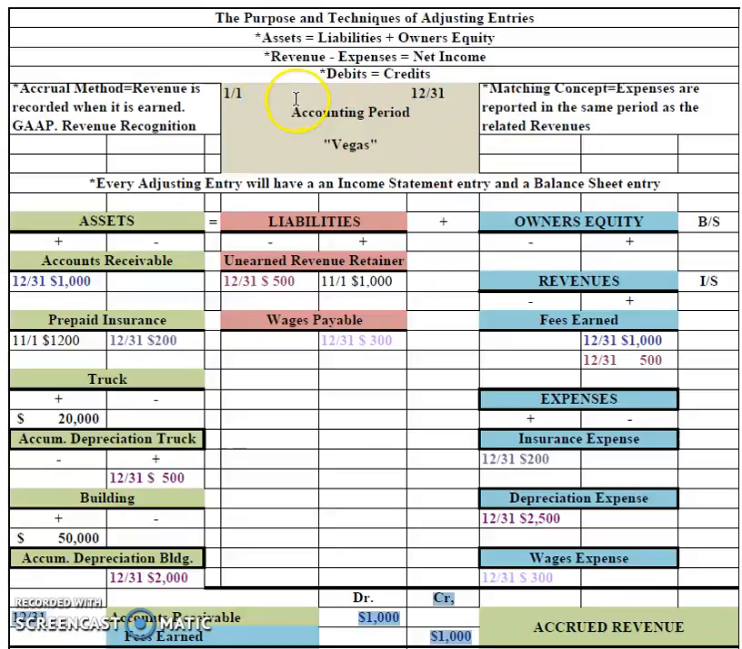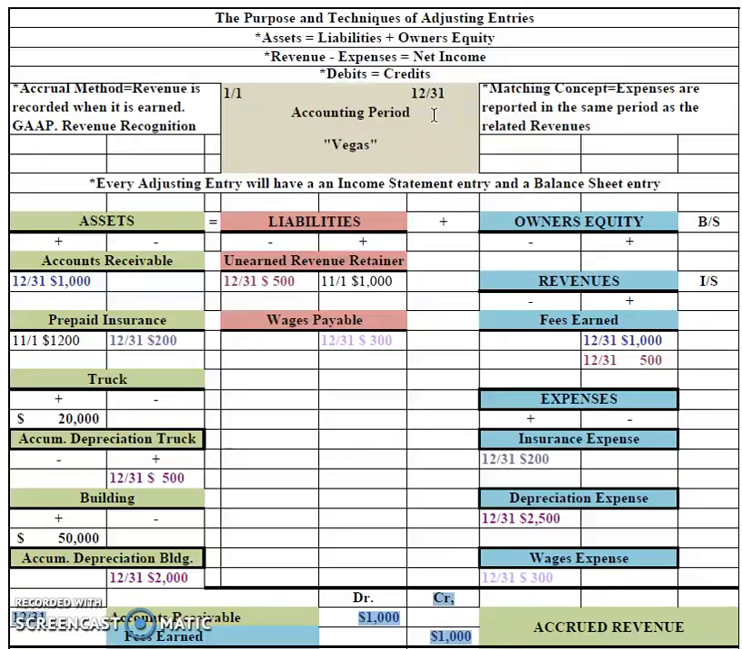And the adjusting process, what we're doing, it's like Vegas. What happens in Vegas stays in Vegas. What happens in the accounting period has to be kept in the accounting period. Important to remember, this is the end of the accounting period. The business is no longer open, and cash will not be an adjusting entry.